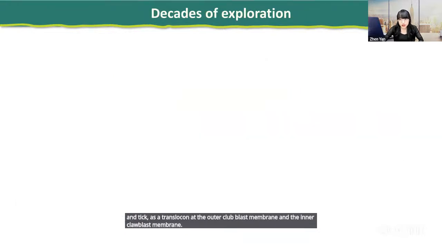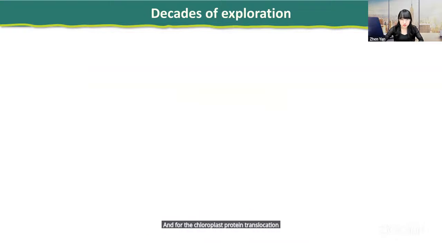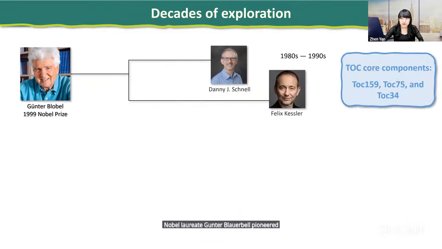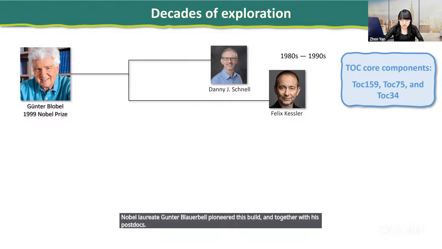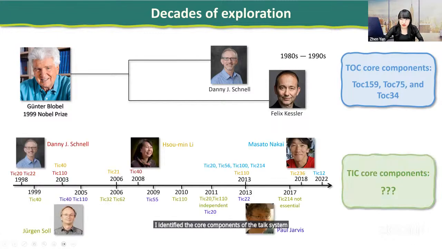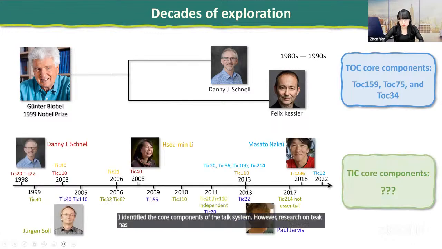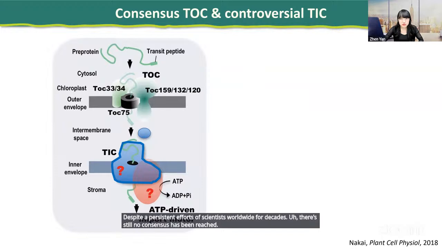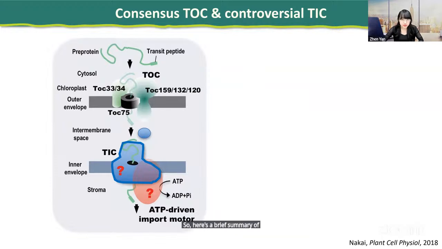Chloroplast protein translocation is an old field with a history spanning 3 to 4 decades. Nobel laureate Günter Blobel pioneered this field and, together with his postdocs, identified the core components of the TOC system. However, research on TIC has been controversial. Despite the persistent efforts of scientists worldwide for decades, no consensus has been reached. So here is a brief summary of the situation: consensus on TOC, controversy on TIC.